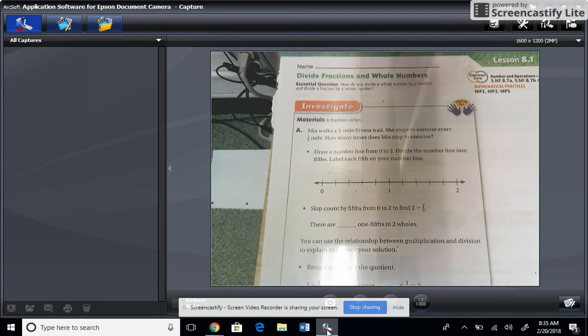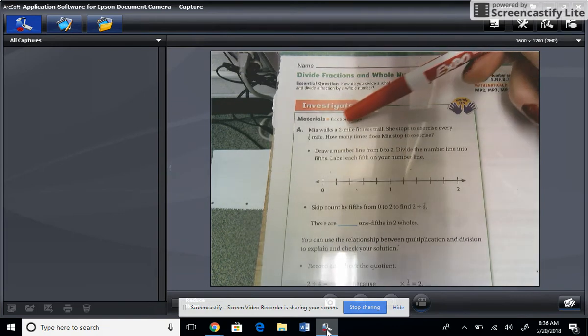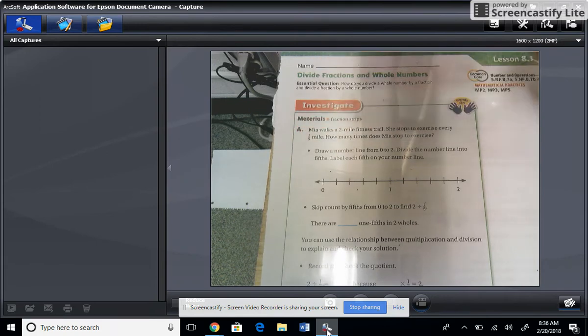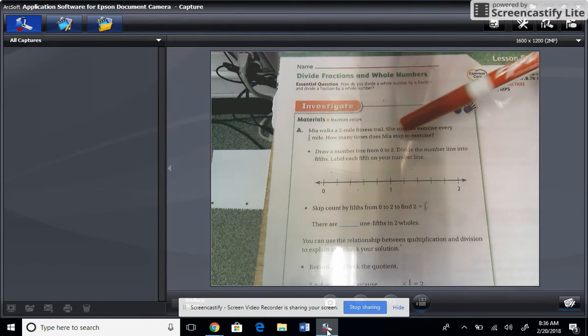Okay, boys and girls, we're going to be dividing fractions and a whole number. How can you divide a whole number by a fraction and divide a fraction by a whole number? All right, so here's our first story problem. Maya walked a 2-mile fitness trail. She stopped to exercise every 1/5 mile. How many times does Maya stop to exercise?